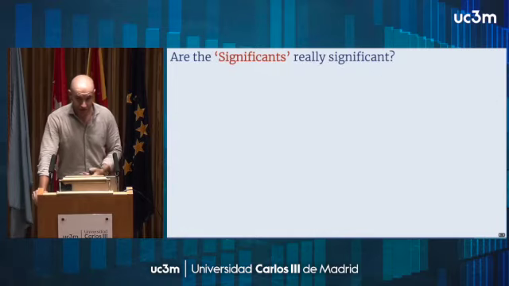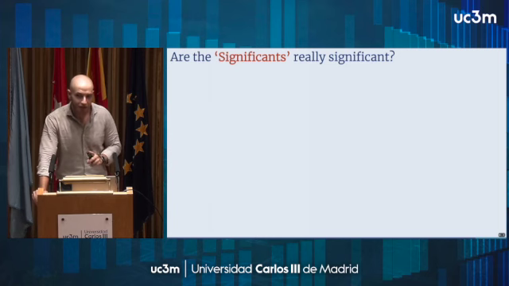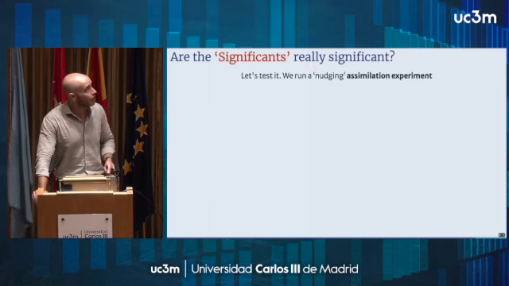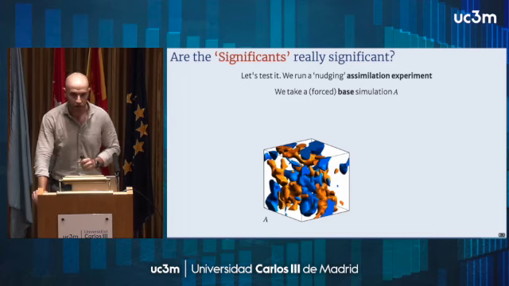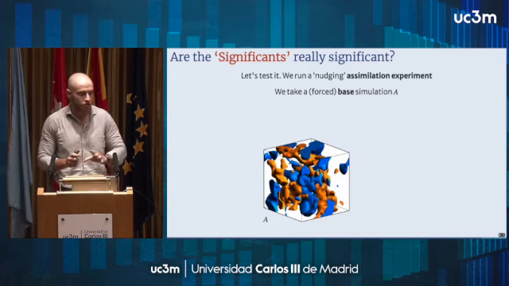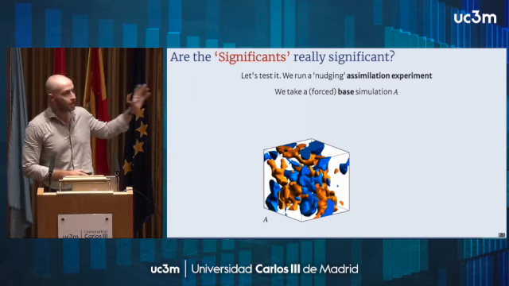And all this, is it useful? I'm going to try to explain to you in one slide, which is going to be a little bit hard, that this is useful. And for that, what I'm going to do is call an assimilation experiment. And I'm going to explain to you how this works. I'm going to take a base simulation. This is a normal simulation that I'm just using as input. This could be measurements from the atmosphere. It could be data from somewhere else.